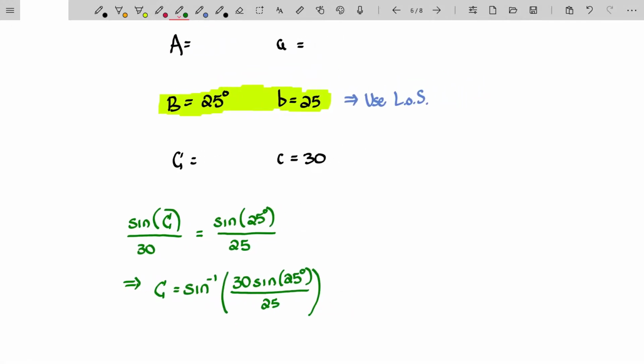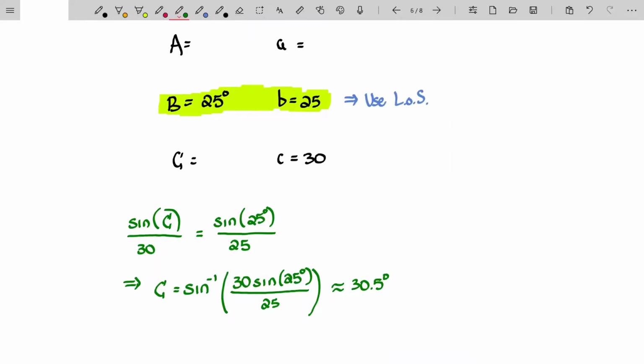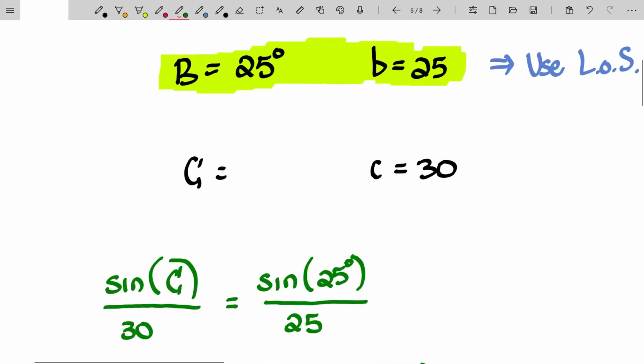So let's go ahead and go over to Desmos. In Desmos here, I'm going to say C is equal to the sine inverse, which is the arc sine, of 30 times the sine of 25 degrees, and we're going to divide that by 25. And you get this approximation for the angle C. So I'll go ahead and write that in. C is approximately 30.5 degrees, and I'll even write that up here.